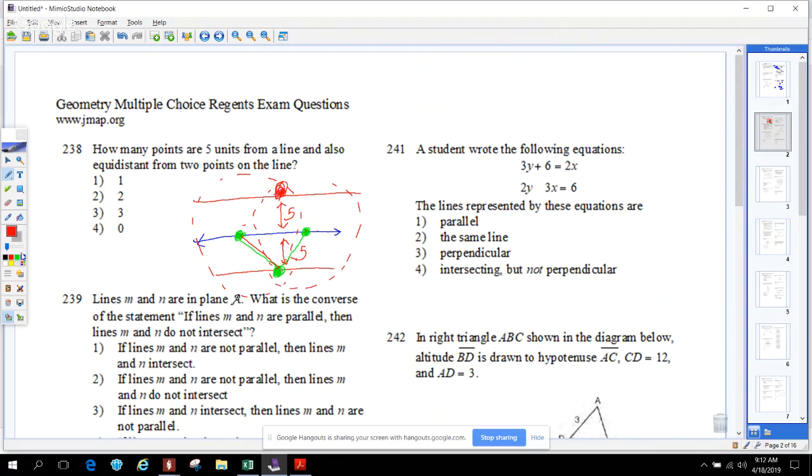And so basically, that's how I'm going to get it at 2 points. Right here and right here are the 2 points that it would work. So basically, I'm just drawing 2 circles, and I'm seeing that they intersect in 2 places that also intersect the lines. The answer is 2.